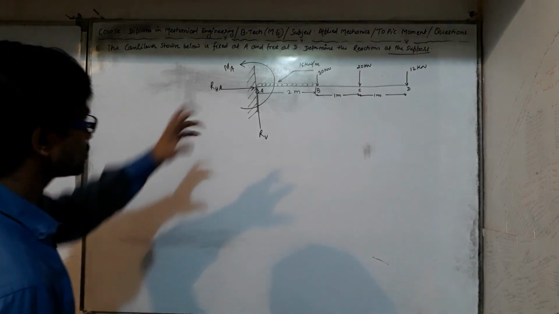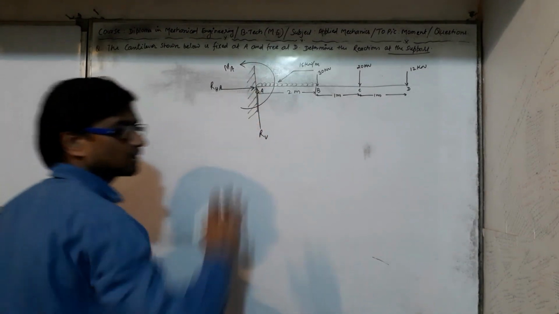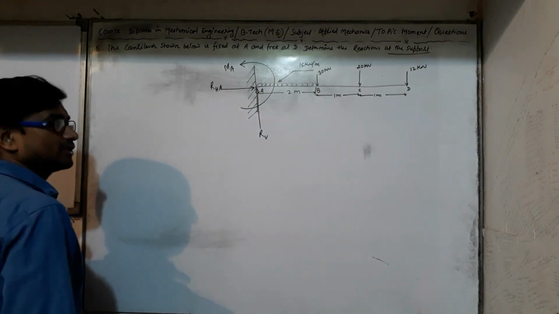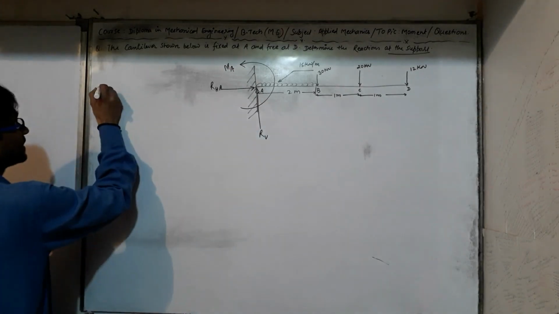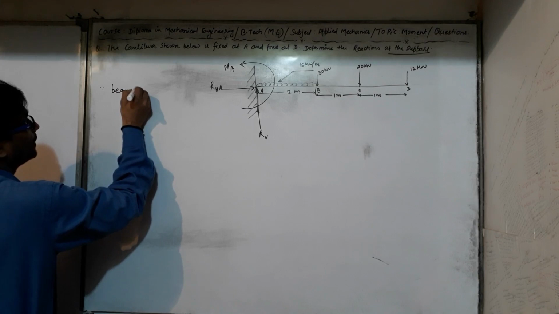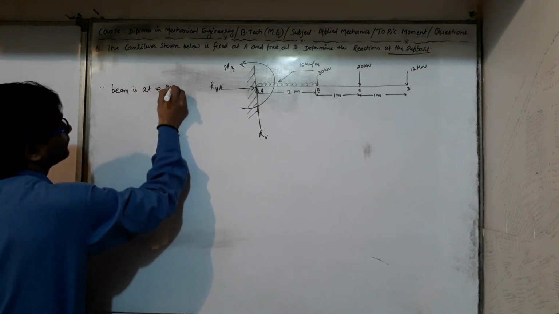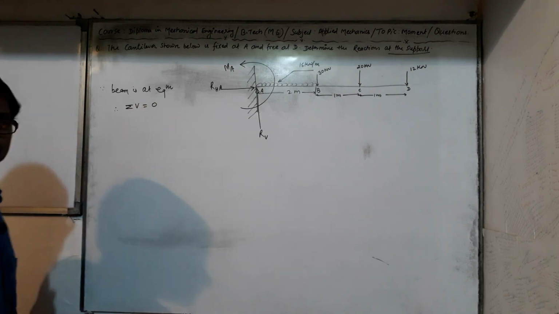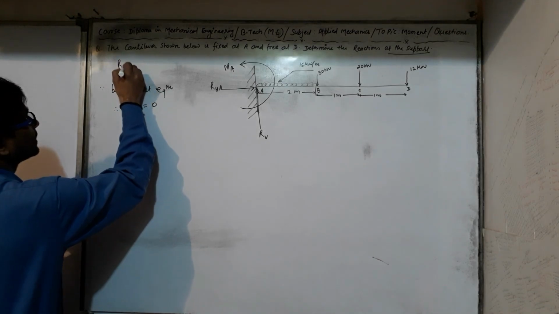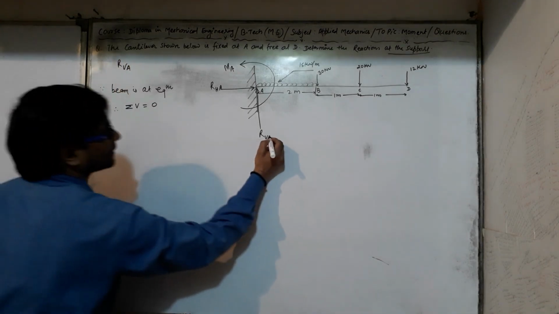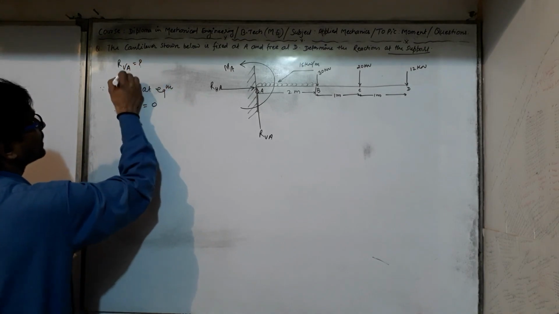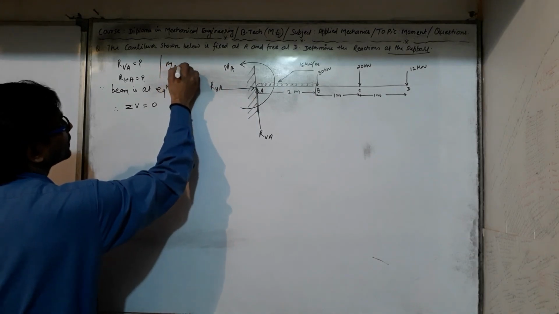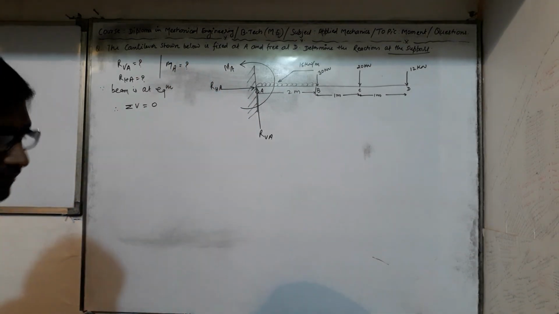Clear? Okay. Now first of all, the beam is in a static equilibrium position. The beam is not moving either in the downward direction or in the horizontal direction. So we can say, since the beam is in equilibrium, the summation of all vertical forces is equal to 0. Here we have R vertical at A, R horizontal at A, and the moment at point A. There are 3 unknown quantities we have to determine.